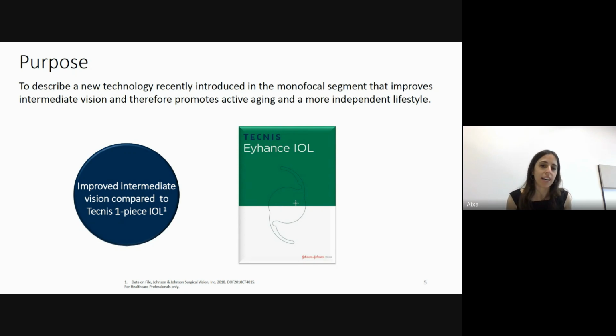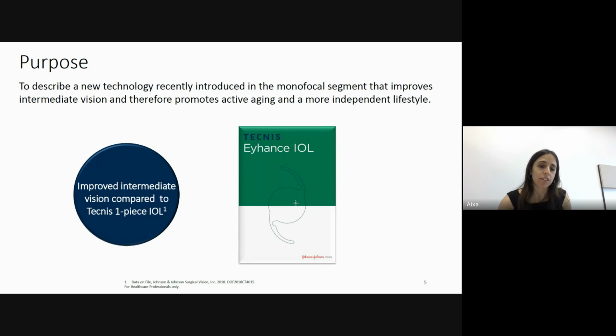So the Technis Eyhance just created the category of enhanced monofocal lenses. So it's a monofocal lens because still your distant vision is as good as it can be. You don't have these photopsias or halos, but it's enhanced in the sense that it provides a slightly larger range of vision. So the patient still needs glasses for reading, still needs glasses for very close distances, but the intermediate is slightly better. That's the idea of these enhanced monofocal lenses.